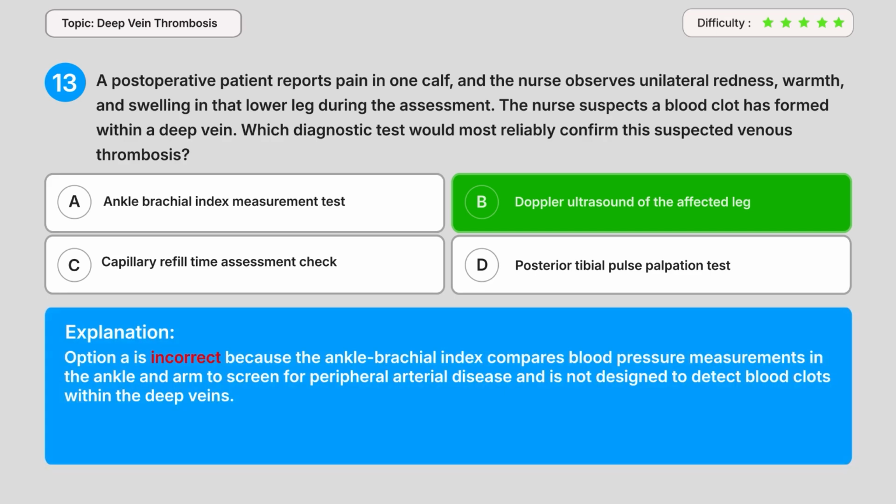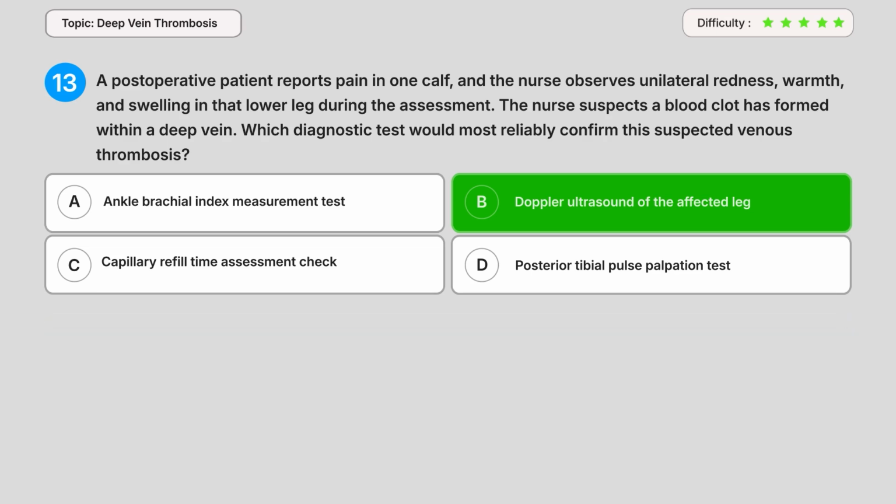Option A is incorrect because the ankle brachial index compares blood pressure measurements in the ankle and arm to screen for peripheral arterial disease and is not designed to detect blood clots within the deep veins.